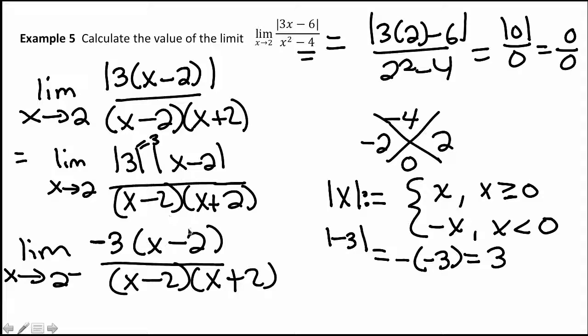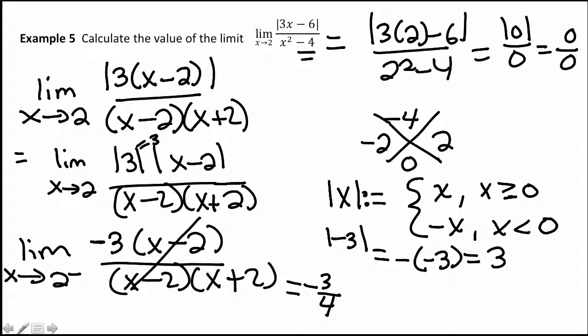See, now we can release the absolute value because we used the definition of it, and then we can proceed to cancel out. So do not proceed to cancel this out unless you have done this step. Okay, so now you have negative 3 over x plus 2, and now you can proceed to plug in 2. So you're going to get negative 3 over 2 plus 2, which is negative 3/4. Okay, so that is from the left side.